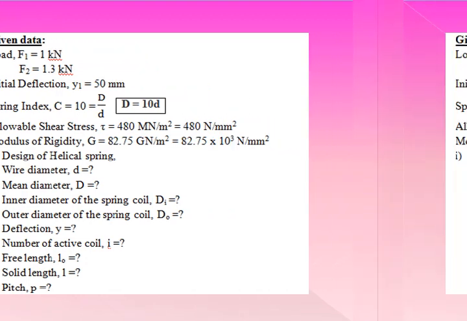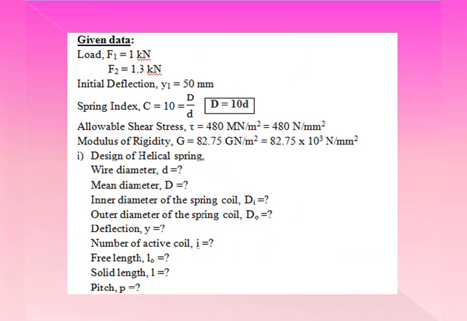And here the question is that a helical spring is to be designed. So we need to design a helical spring, which means we need to find wire diameter d, mean diameter capital D, inner diameter of the spring Di, outer diameter of the spring D naught, and deflection y. Since he has given the y value, but here we are supposed to find one more unknown deflection, that is for the final load of 1.3 kilonewton. Number of active coils i, free length L naught, solid length L, and pitch p. These are all the various unknowns we are supposed to find.